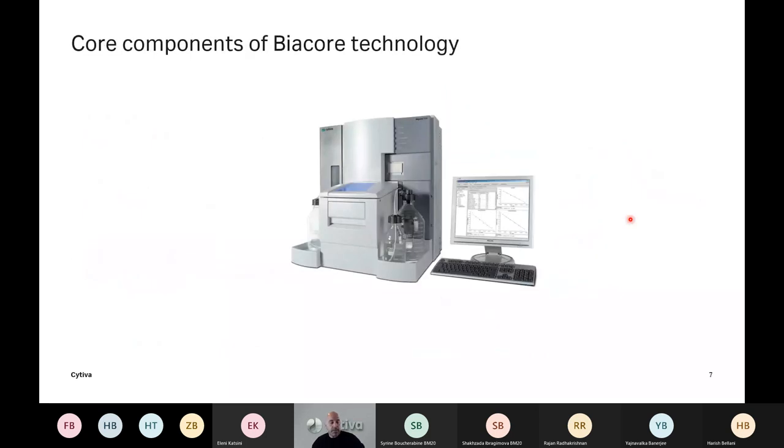Then we go to get to know the technology on which Biacore systems are based. We can say that these systems are based on four main core components. Okay, the first one is the sensor chip. We'll talk about these components right now, but the sensor chip provides us the surface on which everything is going to happen. On the sensor chip we will have one of the molecules attached, and then we will study how a second molecule interacts or not with this molecule that we have on the sensor chip.